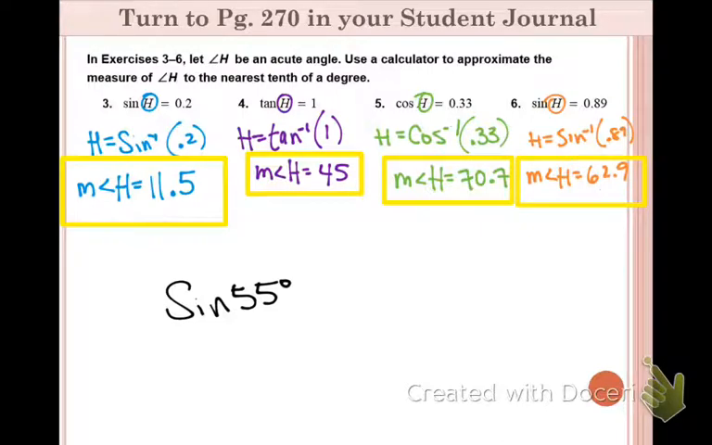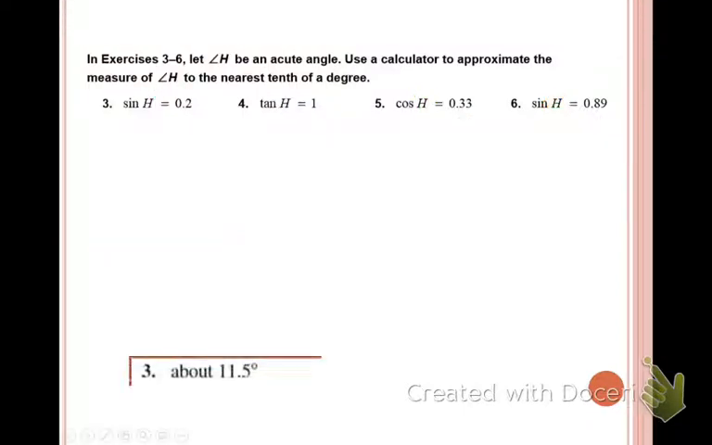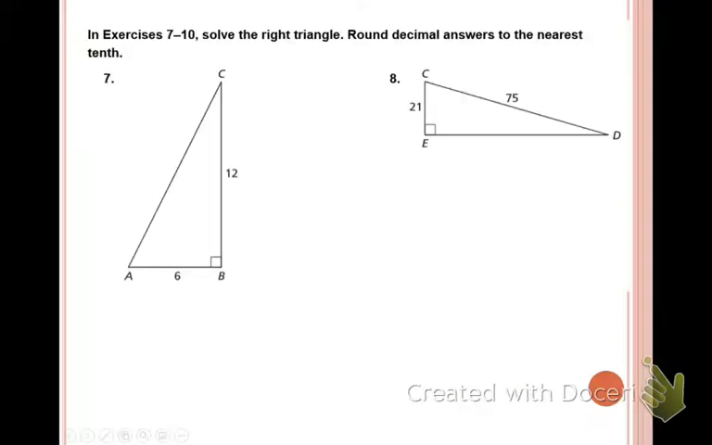You can flip when you're ready. Terrell and Von Asia were the only ones looking at the screen when I did that, so hopefully everyone else got that. We're going to do number 8. We're going to skip number 7 and finish it tomorrow just to make us move along.